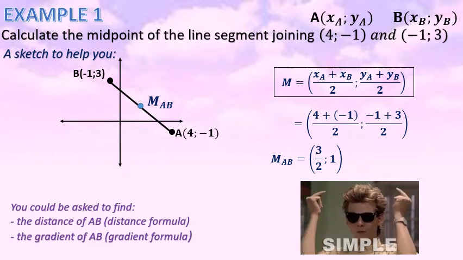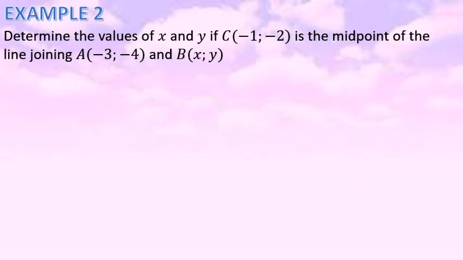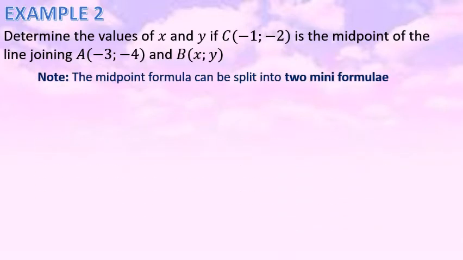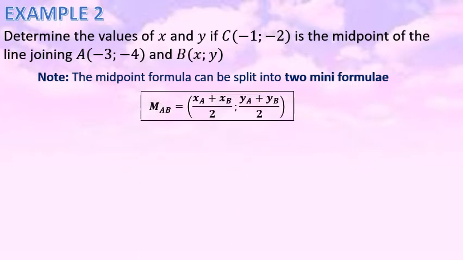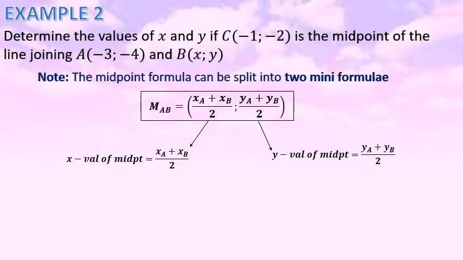The second example is also merely applying the midpoint formula, but I want you to realize that the midpoint formula, because it has that semicolon in the middle, can be split into two mini formulae. And that would look like this. So I've written down the midpoint, and then I've split it into two halves. The first half is the x value of the midpoint equals the average between the two x values. And then the other half of the midpoint formula could be the y value of the midpoint. So note that you can work with these two separate mini formulae when faced with a question like this one.